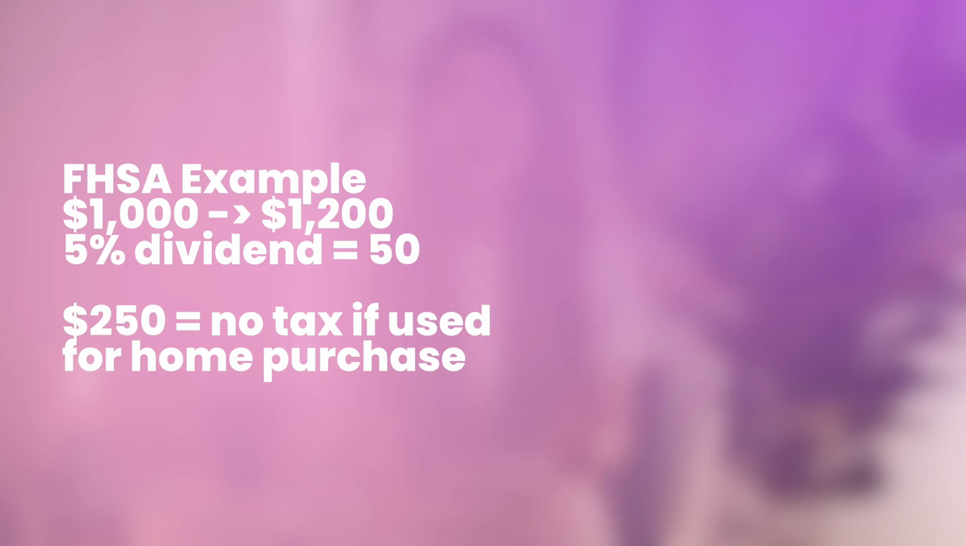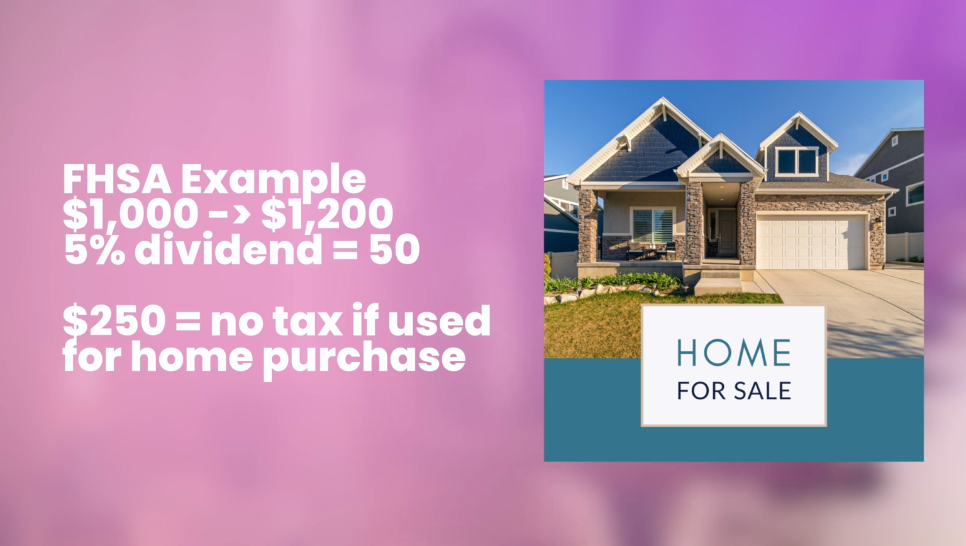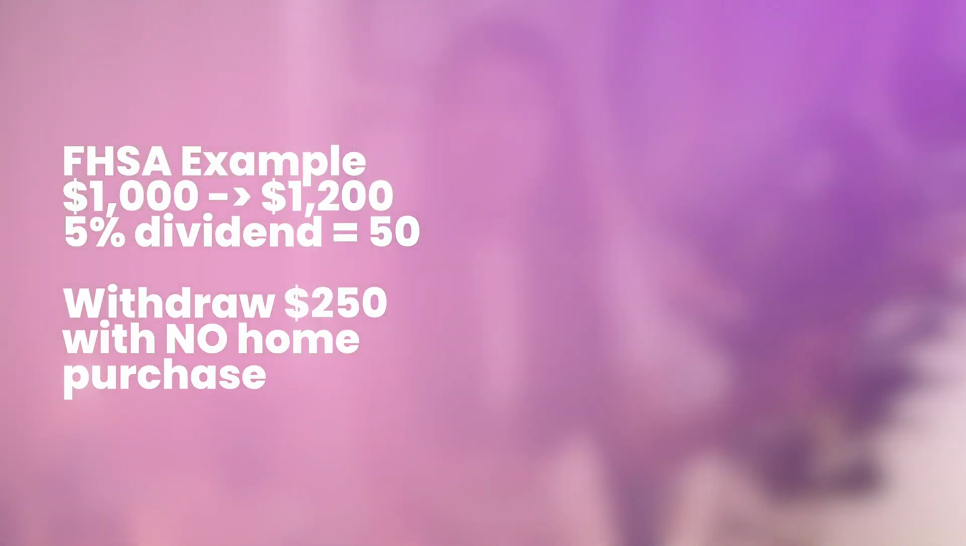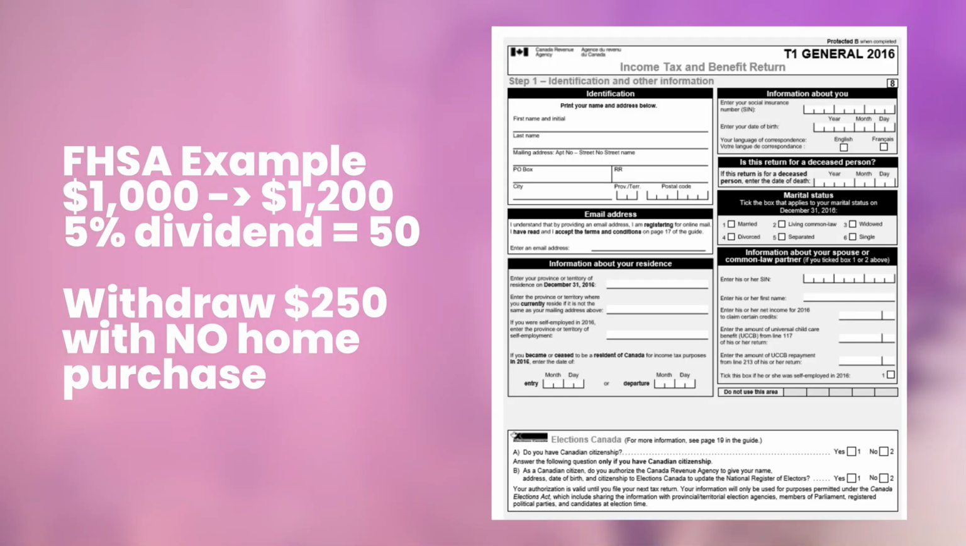So back to the same example. If you invested $1,000 into an FHSA, it grows by 20% and it pays you a 5% dividend. The $200 that you make off the investment plus the $50 of dividend income can be pulled out tax-free as long as you use that money to contribute to your first home purchase. If you decide to pull that money out or you need to use that money for other things and you do not use that money on a qualifying purchase, then that $1,250 will be added to your taxable income.